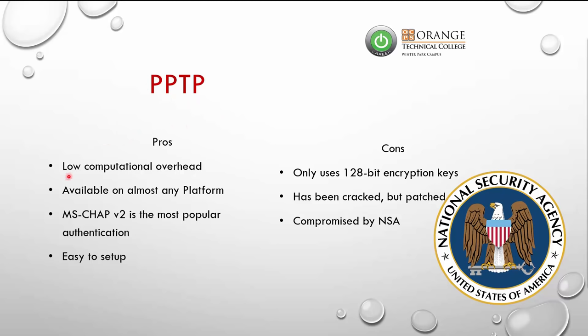It has very low computational overhead. It's available on almost any operating system, including mobile phones. It uses Microsoft's CHAP version 2 as the authentication system. It's easy to set up. It's probably the easiest VPN system there is. Some of the drawbacks are that it uses 128-bit encryption keys. It has been hacked at one point, but patched. There is a great deal of concern that it has probably been compromised by the NSA.